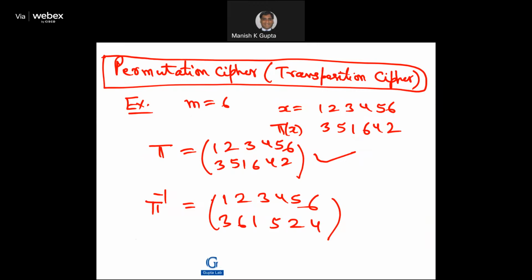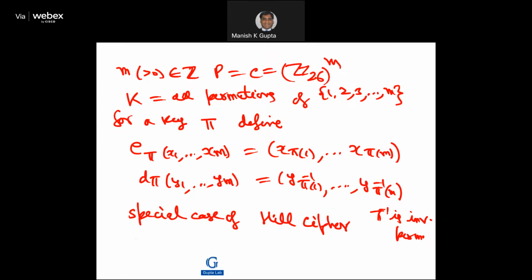Let me show you an example of this. If m is a positive integer, our plain text space and ciphertext space is Z26 raised to power m. We are looking at vectors, and K is all permutations of 1 to m. For a key pi, which is a permutation function, E pi of (x1, x2, ..., xm) is (x pi 1, x pi 2, ..., x pi m). You're just applying that permutation, right? And decryption is just the inverse permutation.